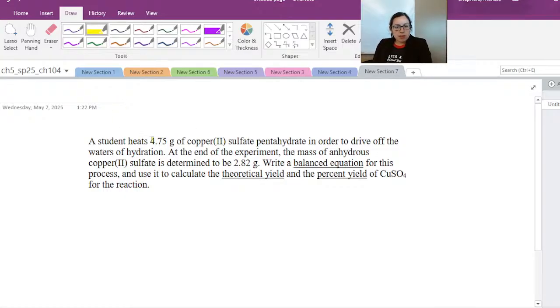Now a student heats up 4.75 grams of copper(II) sulfate pentahydrate. At the end of the experiment, they have 2.82 grams of the anhydrous copper sulfate. Try to figure out the theoretical yield. Try this, like I said, for a minute or two. I know some of y'all already attempted it, and then we'll go over it. Again, start with that balanced equation, thinking about what you will be doing.